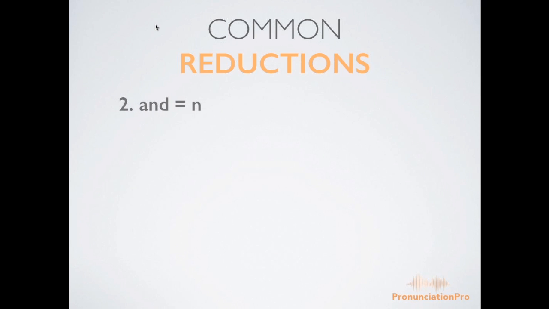All right, let's go into the next one. So number 2, and. This is frequently reduced to just the sound, okay? Salt and pepper. Black and white. Here and there. All of these are more of the reduced sound, instead of and, we don't just usually say salt and pepper, black and white. In conversation or in connected speech, salt and pepper.